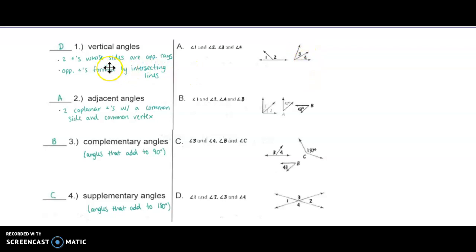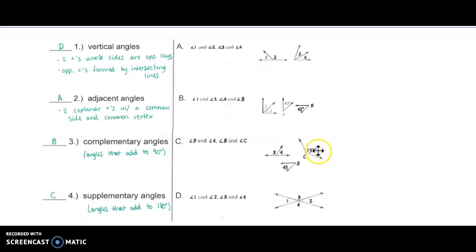Okay. Number 1, vertical angles. This is going to come up a lot in this semester. Vertical angles are two angles whose sides are opposite rays and the opposite angles formed by intersecting lines. So I think it's best to just look at the diagram, right? Like 1 and 2, they are across from each other, right? And 3 and 4 are across from each other. So those are vertical angles, okay?